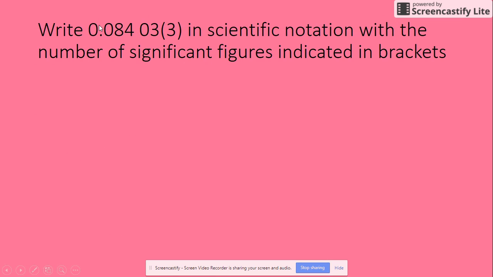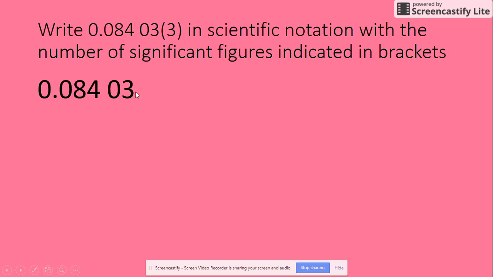This one says, write 0.08403, 3 in brackets, in scientific notation with the number of significant figures indicated in brackets. So here's our number. First of all, we've got to look at our significant figures. What is significant in this? Well, the 0 over here next to the decimal place is significant. 8, 4, 0, and 3.